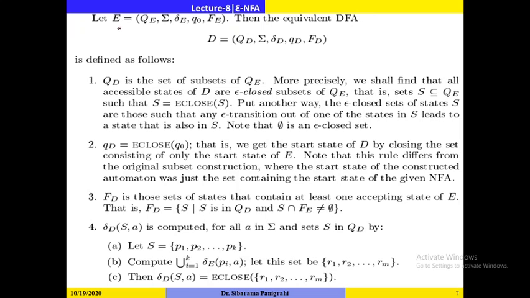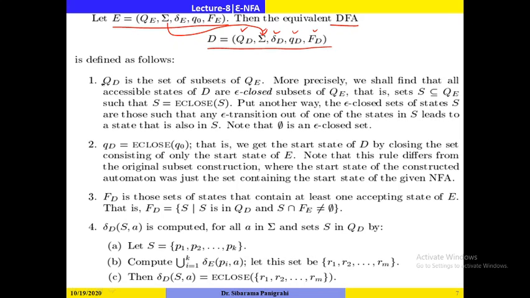Okay. So let the epsilon NFA be defined by the 5-tuple QE, input alphabet, delta E, Q0, FE. So here E is the epsilon NFA, right? Now if you want to find an equivalent DFA, let it be represented by D: QD, input alphabet. Here you see the input alphabet will not change. The input alphabet of the epsilon NFA will be the input alphabet of the DFA. Next, delta D will change, QD will change, FD will change.